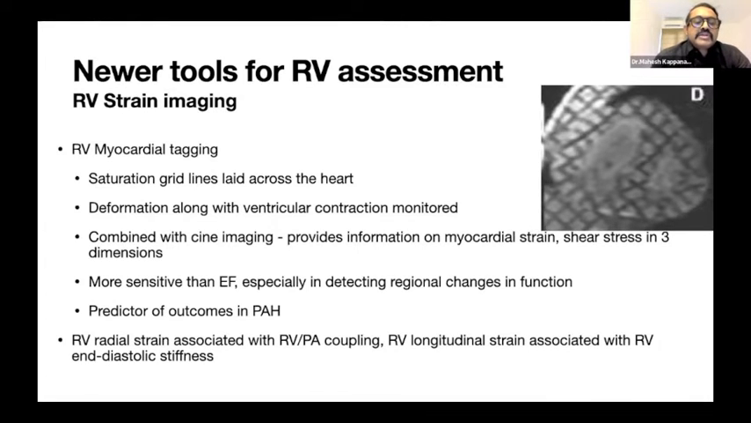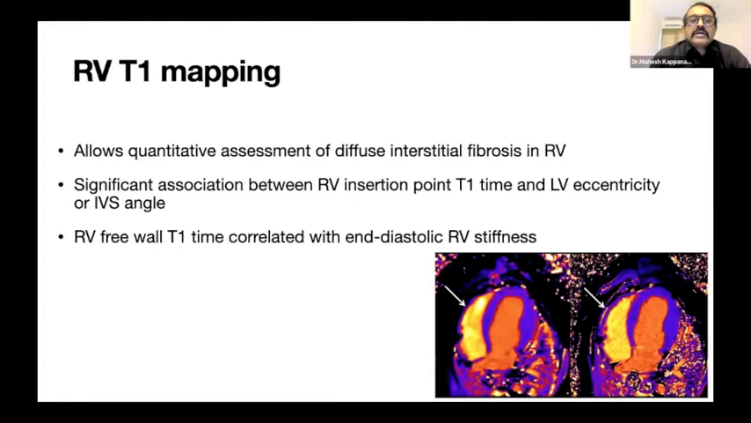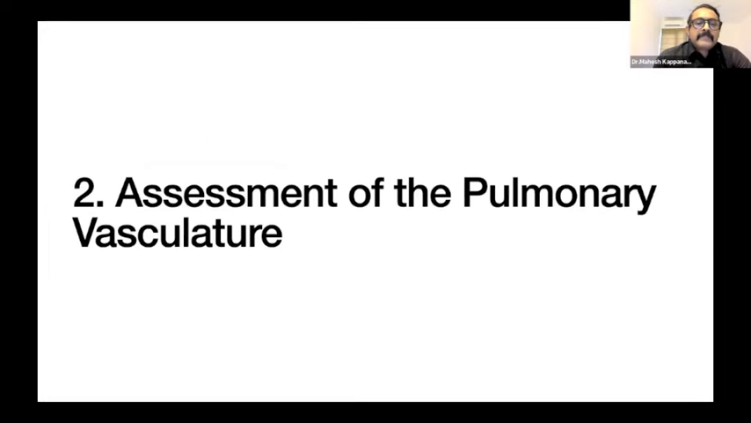The RV radial strain has been associated with the RV PA coupling and the RV longitudinal strain with the RV end diastolic stiffness. The RV T1 mapping goes one step beyond the delayed enhancement sequences and allows a quantitative assessment of the diffuse interstitial fibrosis in the right ventricle. And there has been found a significant association between the RV insertion point T1 time and the LV eccentricity or the IVS angle. And RV free wall T1 correlates with end diastolic RV stiffness.